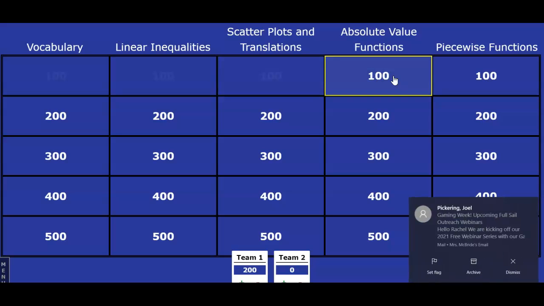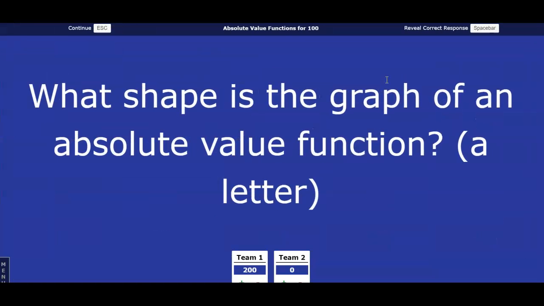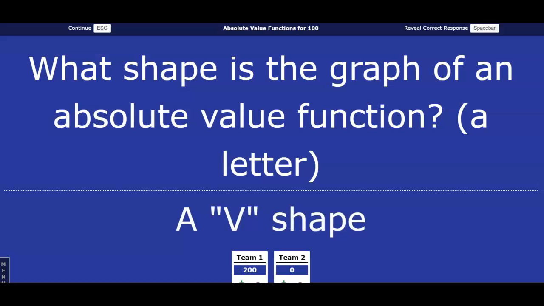Okay, Jordan and Rob. What is the shape of an absolute value graph? Draw it or write it. Very good. It's a V. Guys, not a trick question. An absolute value graph is a V shape.